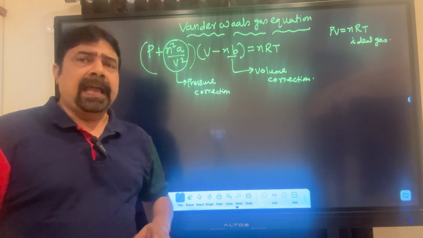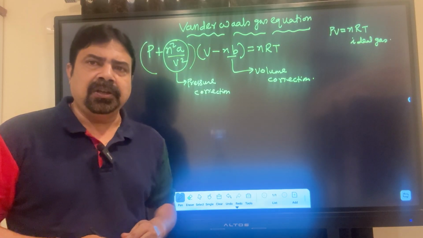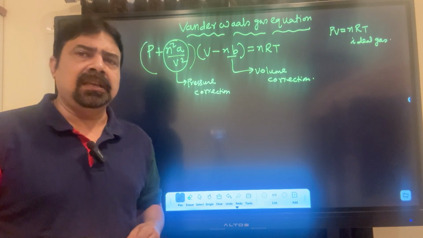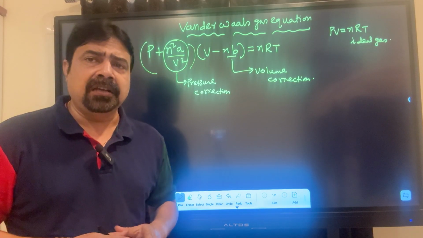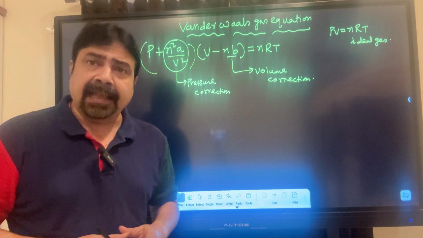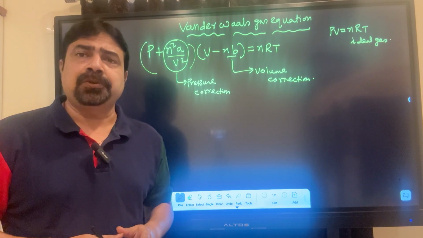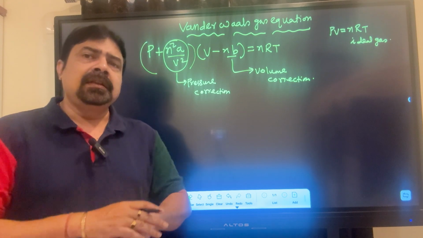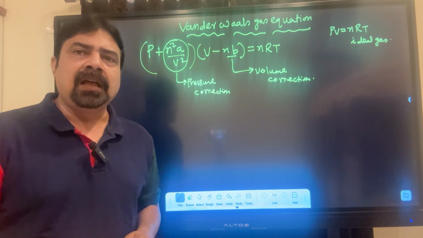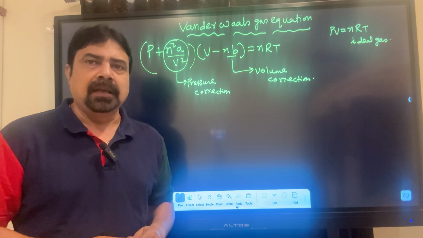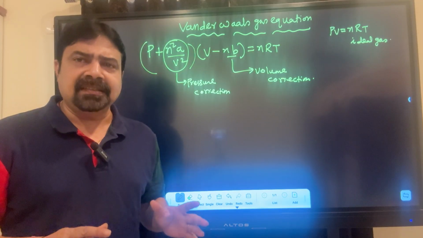The idea comes from the kinetic theory of gases, KTG. In the kinetic theory postulates, we consider that there is no force of attraction or repulsion between the gas molecules, and the volume of the gas molecules is negligible with respect to the volume of the container. The molecules are free to occupy the volume of the container, so the volume of the gas is the volume of the container. But in reality the situation is different. That's why all gases are real gases.